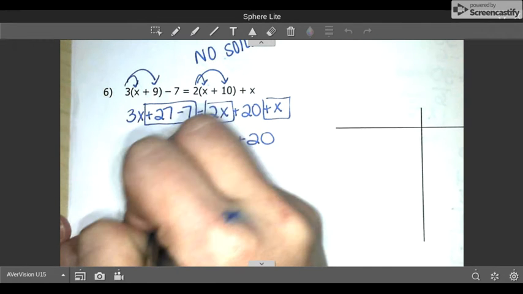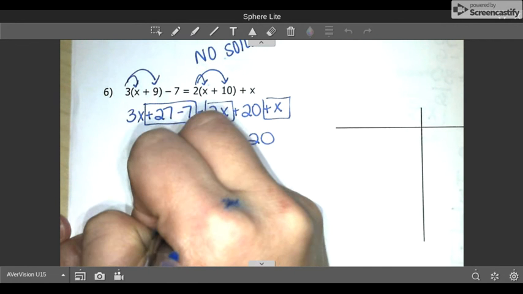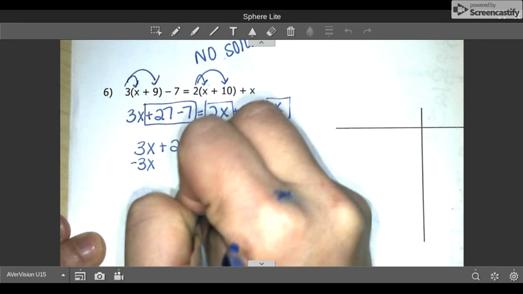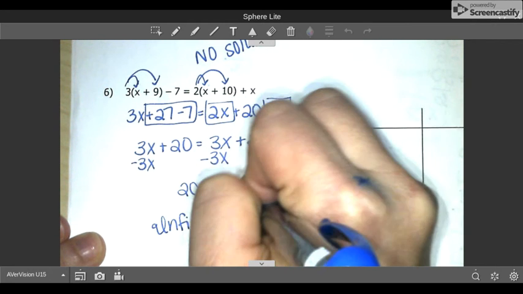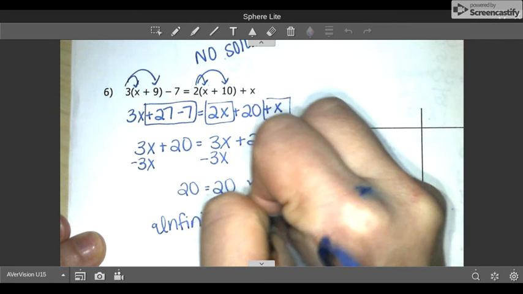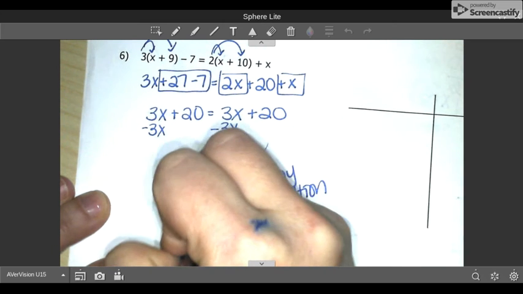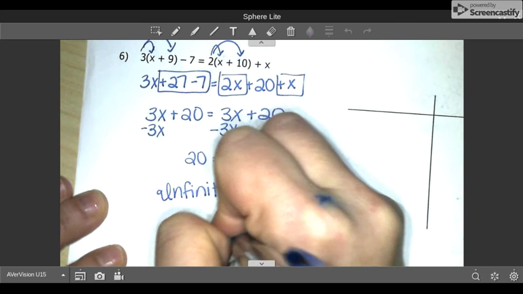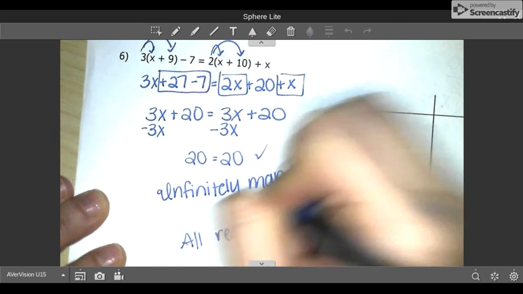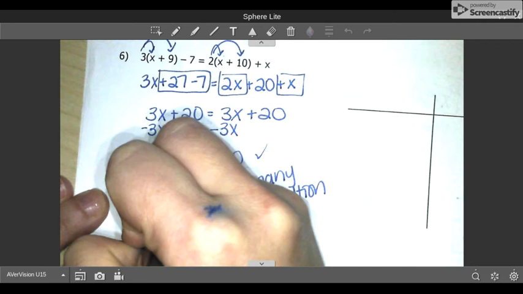Yes. So the answer is either infinitely many solutions, which means any real number solution would work, or you can say all real numbers. That's what x equals. It could be any solution.